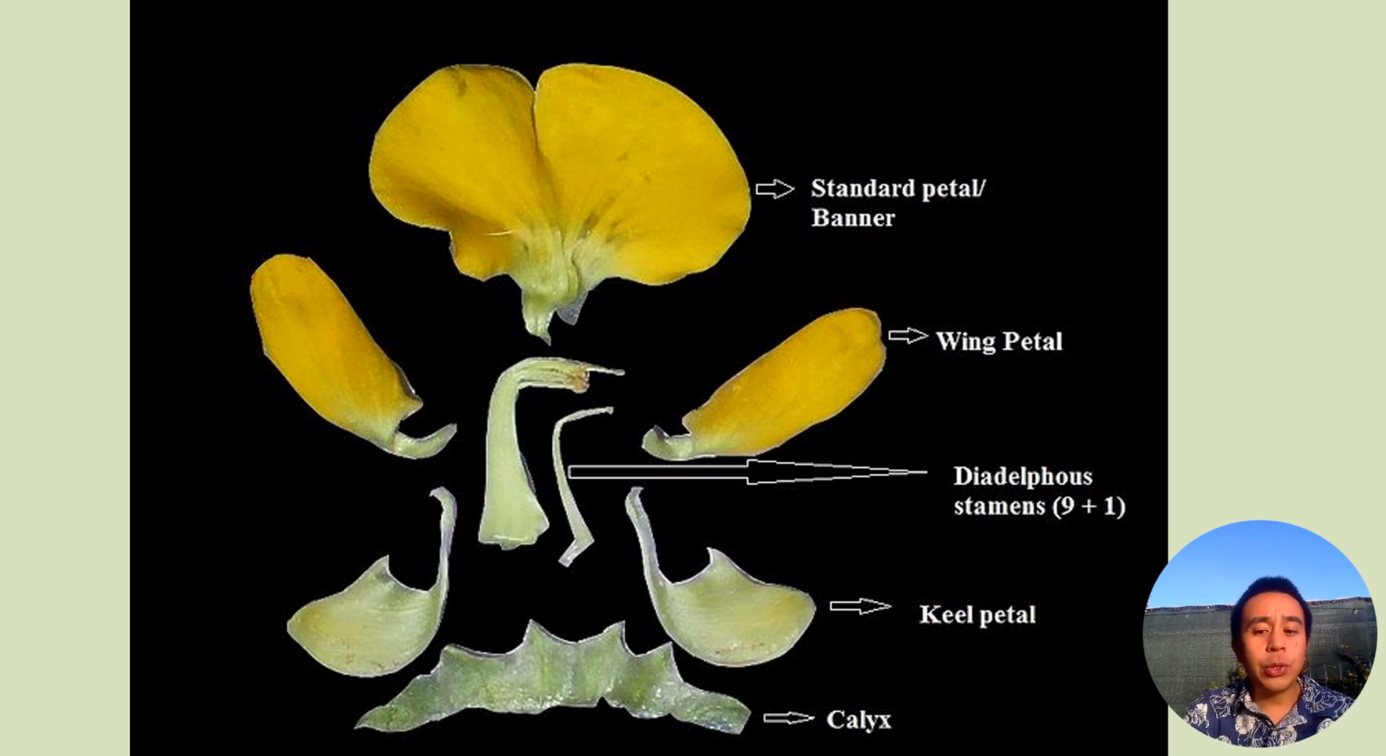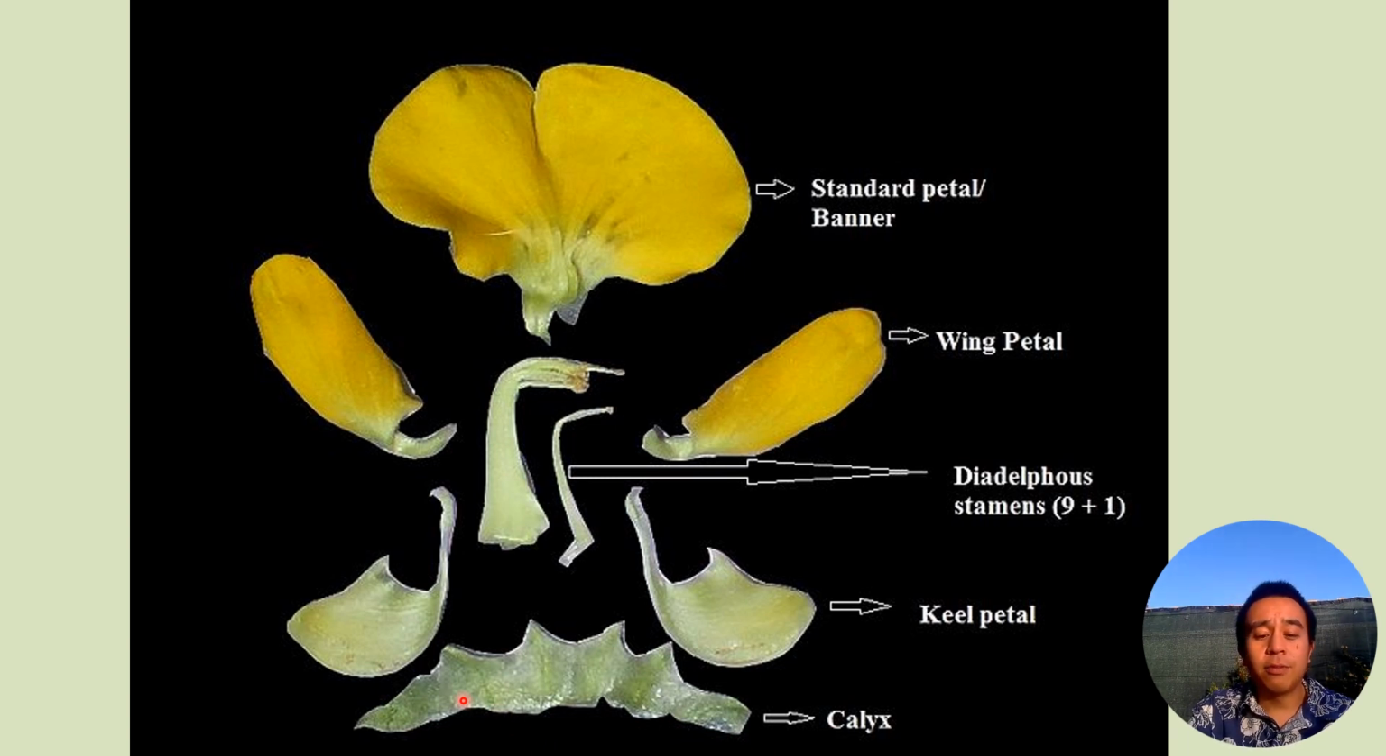So here's another view of a Fabaceae flower. This time, this is Medicago polymorpha. And again, we see the standard banner petal up top, and then the wing petals often paired on the side, and then also the keel petal, partially fused, that creates two petals as well.